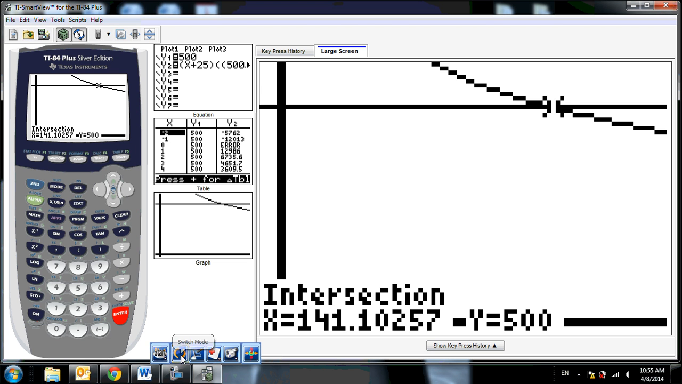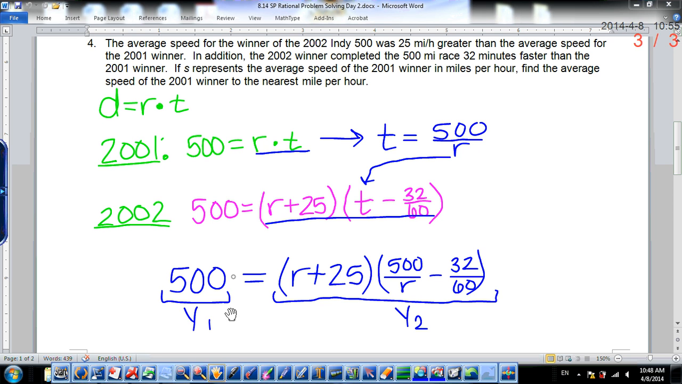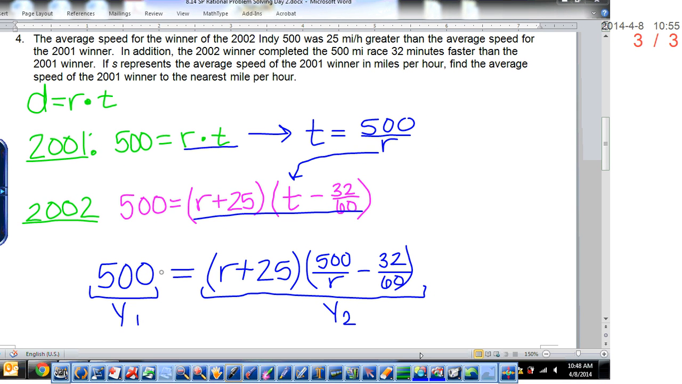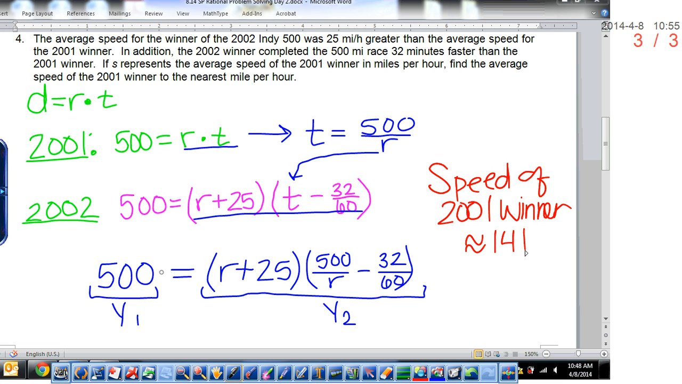141 miles per hour. So what that gives us is what? The rate of what? Good. The speed of the 2001 winner is approximately 141 miles per hour. Questions on that?